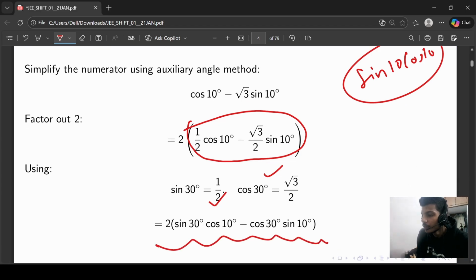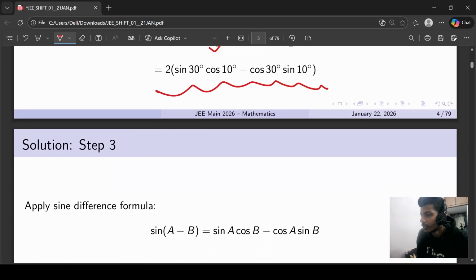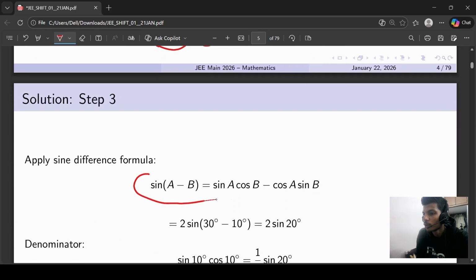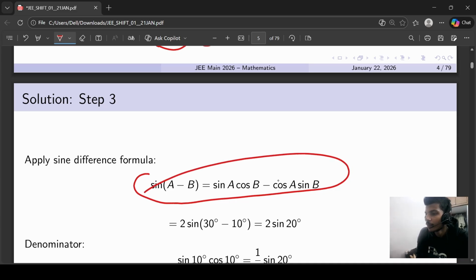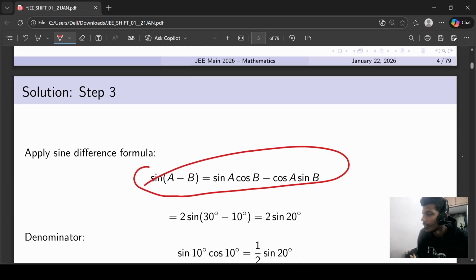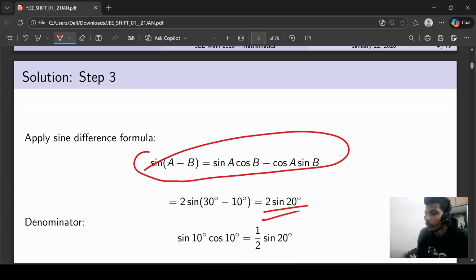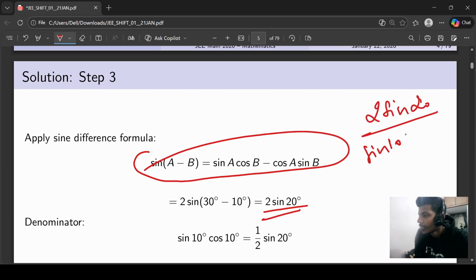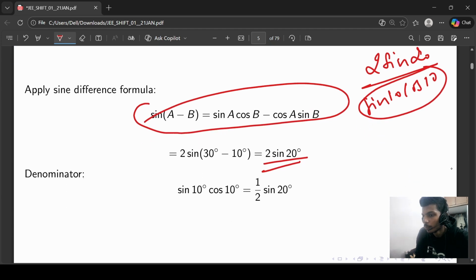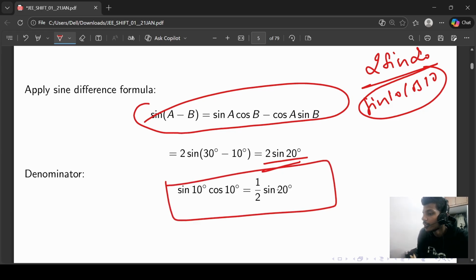Now tell me what we will use now. We use the identity, which identity? This one. We use simply this formula: sine of a minus b is equal to sine of a cos b minus cos of a sine b, and by using this formula I simply get 2 of sine 20. So what I get in the numerator is 2 of sine 20, and in the denominator sine of 10 cos of 10. I have to convert them both into sine of 20, and how can I do this? By the double angle formula, that is sine of 10 cos of 10 is equal to 1 by 2 of sine of 20.